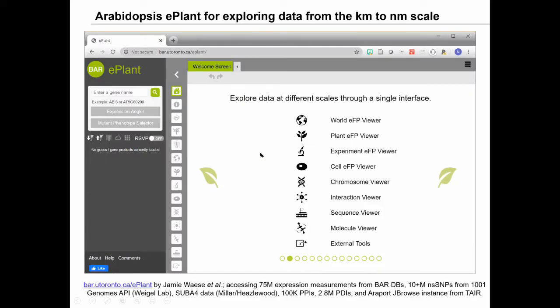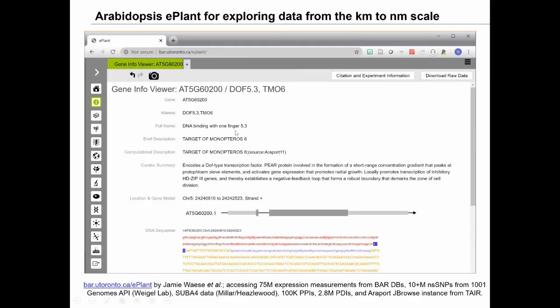As part of this Genome Canada grant application, we developed something called ePlant, which does allow you to explore data from the kilometer to the nanometer scales in a hierarchical manner. You start by entering a gene identifier, and there are a couple of metadata levels, such as getting the annotation, the DNA sequence, the coding sequence, that kind of thing.